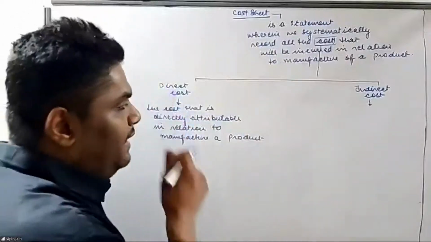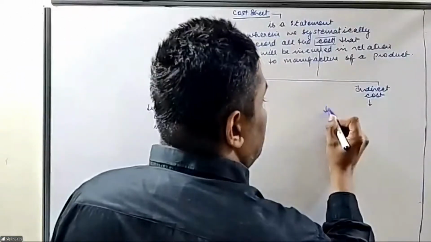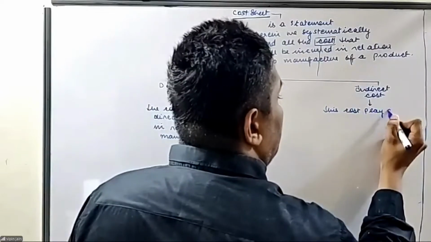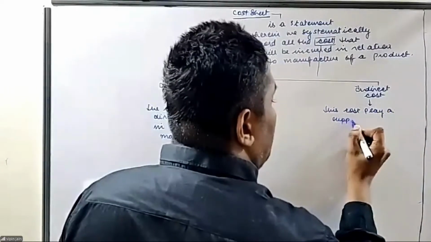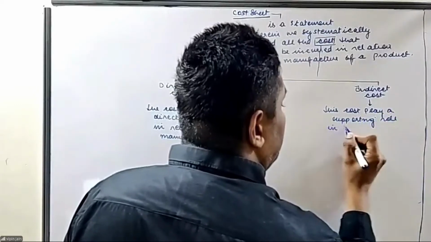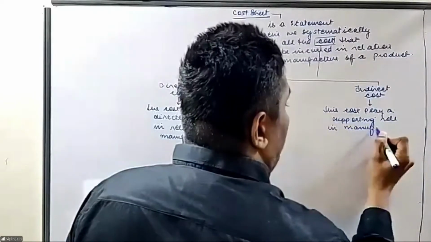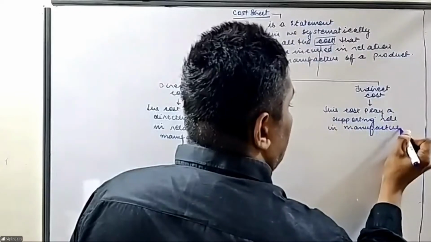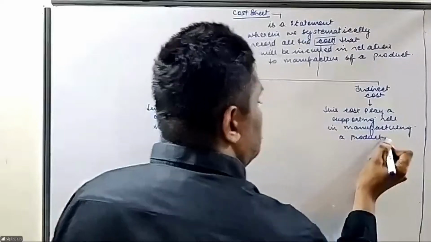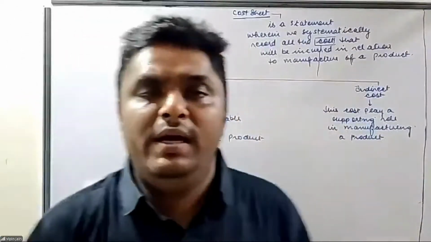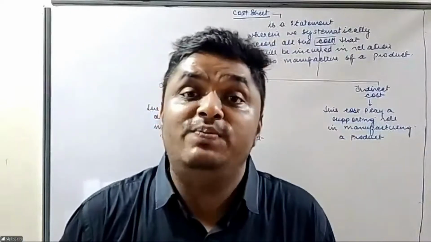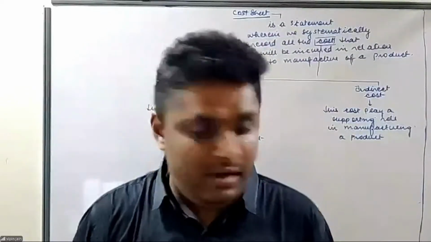When talking about indirect cost, this cost plays a supporting role in manufacturing a product. So the cost that is directly attributable in manufacturing a product is direct cost, and indirect cost plays a supporting role in manufacturing a product.